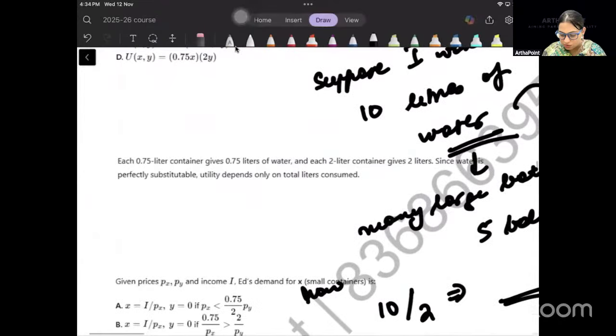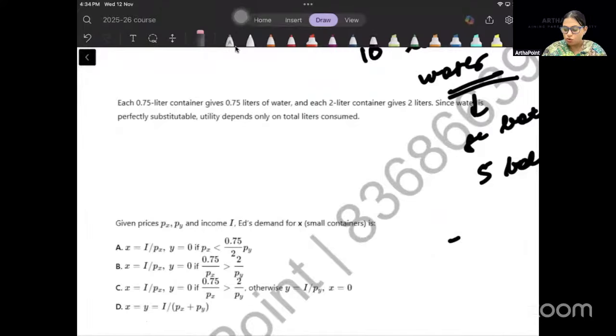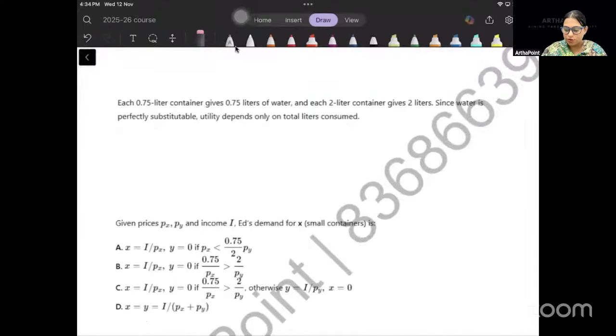Now let's go to the second one. So look here. The question says, give your answer in the chat window. Given px, py and I, its demand for x is. Give it a try. Its demand for good x is.